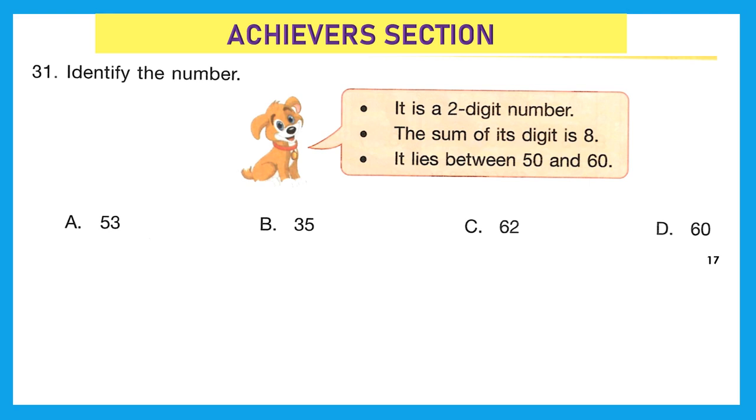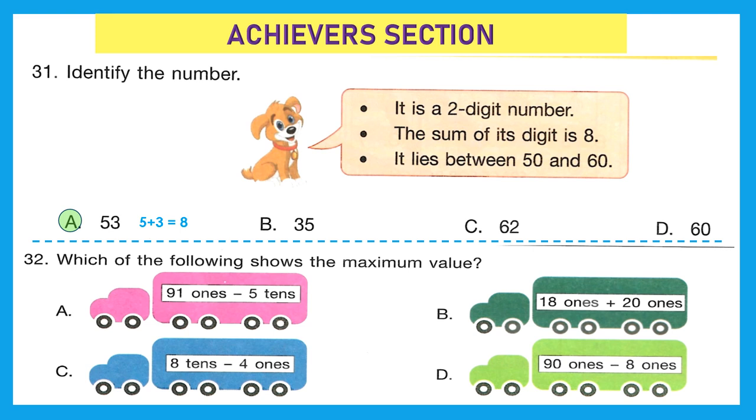But let's cross verify by adding 5 and 3. Do we get 8? Yes, we do get 8. That means option A is the correct option. Question number 32. Which of the following shows the maximum value? That means we have to first calculate all the equations and find out the value of each option and then tell which is the largest number.